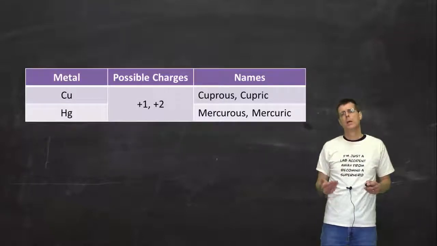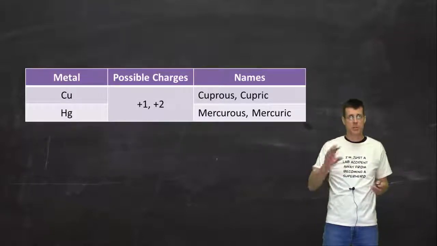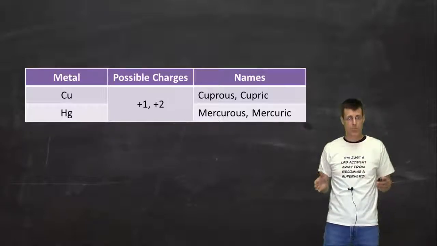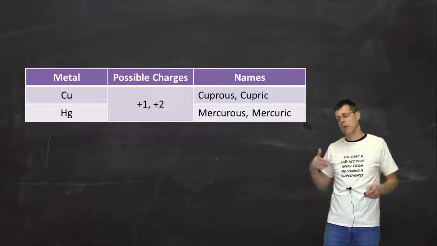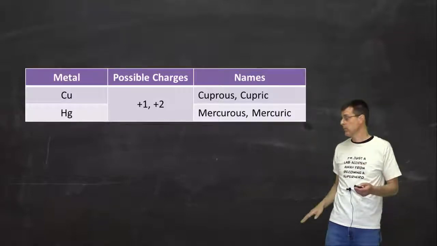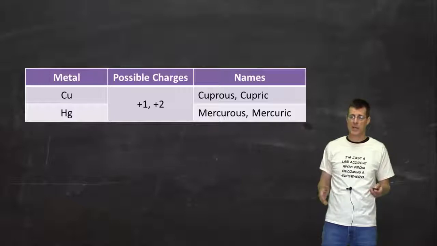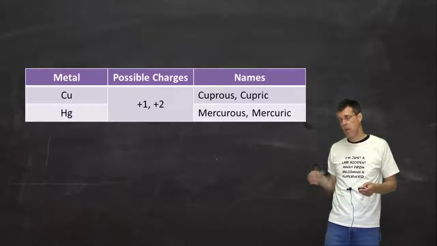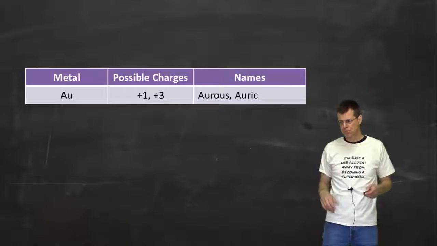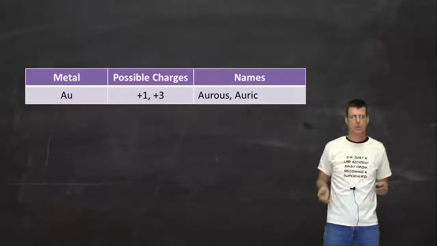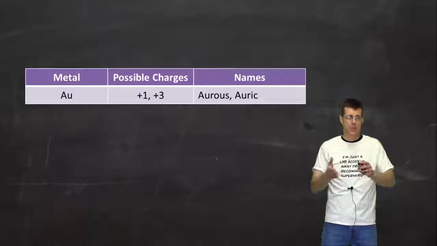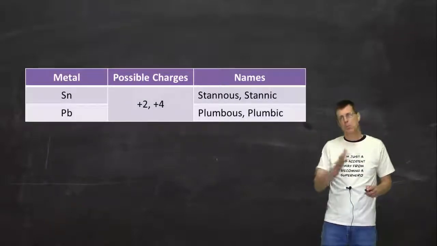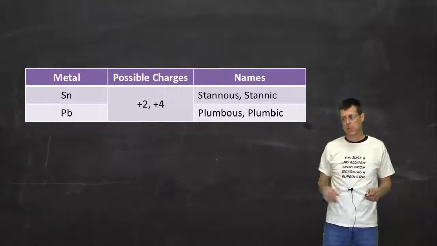Moving on, copper and mercury. One is in group 11 at the top, one's in group 12 at the bottom, and they will have possible charges of +1 or +2. And again, for one we use a Latin name, and for the other we could use a Latin name, but most people will call it mercury: mercurous and mercuric, cuprous, cupric. Gold, right beside mercury, just to the left of it, has possible charges of +1 and +3: aurous, auric.